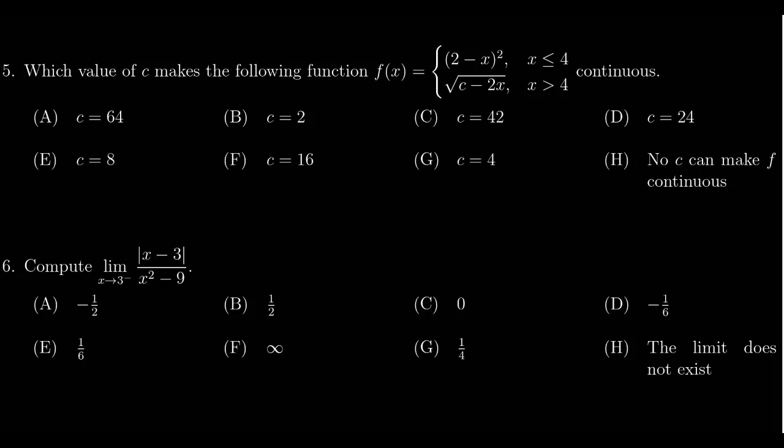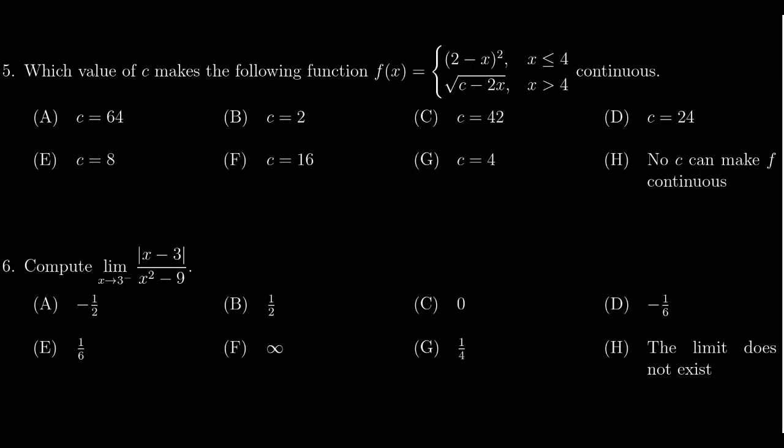In this video, we present the solution to question number 5 for practice exam number 2 for Math 1210, in which case we're asked to find the value of c that makes the piecewise function f of x continuous, where f is given as the first part is (2 minus x) quantity squared, where x is less than or equal to 4, and then the second part is the square root of c minus 2x when x is greater than 4.